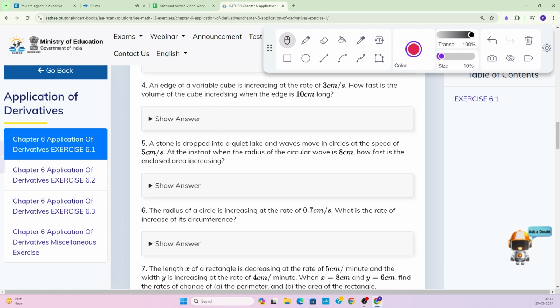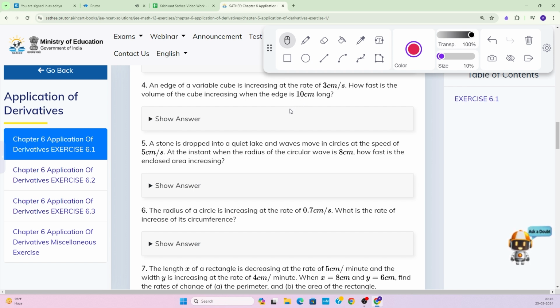An edge of a variable cube is increasing at a rate of 3 centimeter per second. So this means the derivative of the edge with respect to time is given as 3. If the edge is x, then dx by dt is 3. How fast is the volume of the cube increasing? So we have to find dv by dt when the edge length is 10 centimeter.